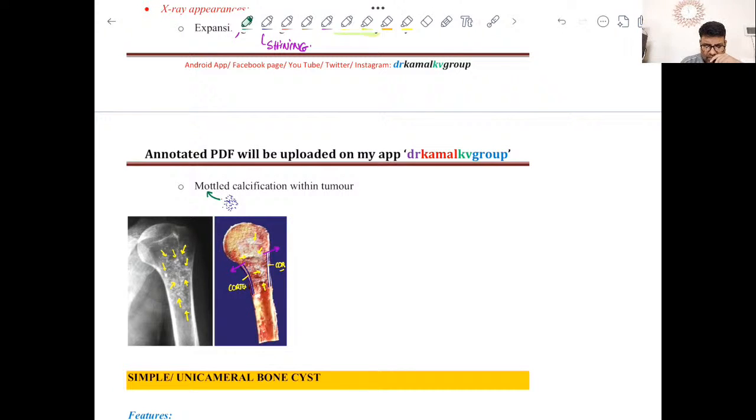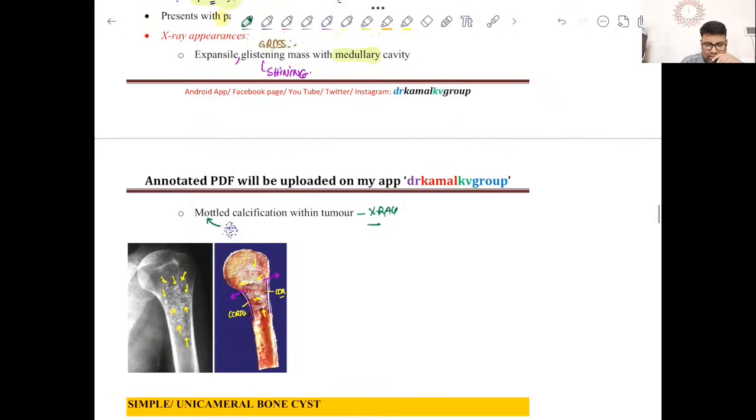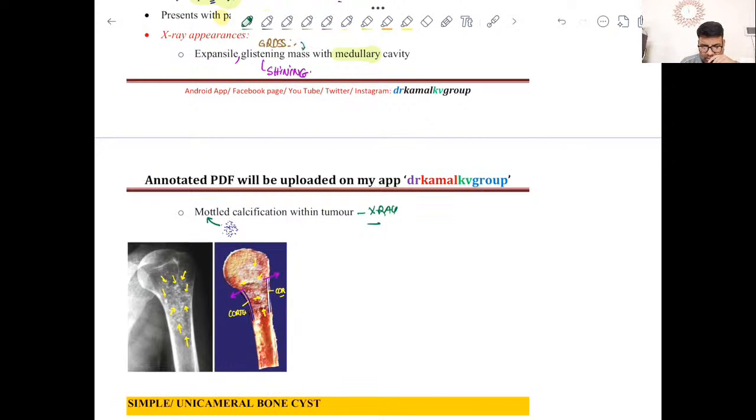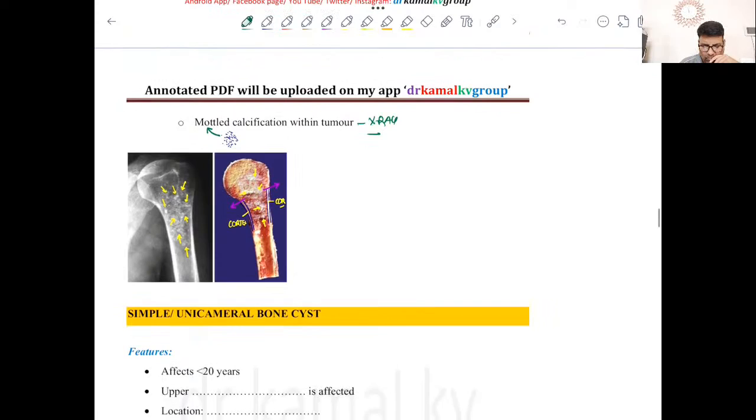So mottled means slightly dot dot dot. So this is the X-ray appearance. We can see mottled calcification within the tumor, especially involving the medullary cavity. And if we take the gross appearance, we can see within the medullary cavity a shiny glistening mass. Clear? So this is chondrosarcoma.